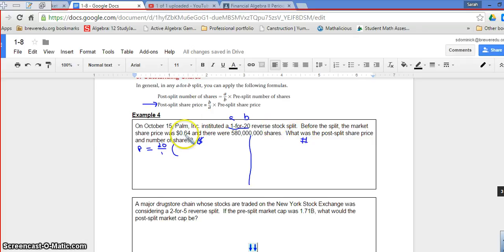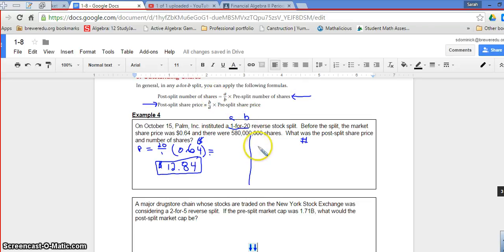So before the split, the price was only 64 cents. If you do that out, it pretty much turns out to just 20 times the 64 cents. You're going to get $12.80. So that means now that they've combined a bunch of shares, which is what they do in a reverse stock split, a single share is now $12.80. So it would get them out of the penny stocks, right? Penny stock is $5 or less. So now we're going to do the number of shares. So I'm going to look at this equation.